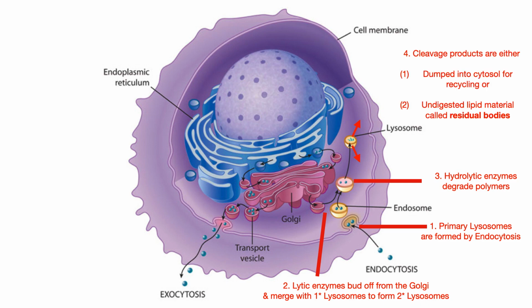Once the polymer is degraded, you have what's known as cleavage products, and those can either be dumped into the cytosol where they'll be recycled, or they can remain as what's called residual bodies, and those are just undigested lipid material that kind of hang around. But this is how lysosomes work, so know that you have a primary lysosome. It merges with something from the Golgi to become a secondary lysosome. It will then degrade the polymer using the lytic enzymes from the Golgi, and then you can either recycle or keep it as a residual body. So that's how lysosomes work.